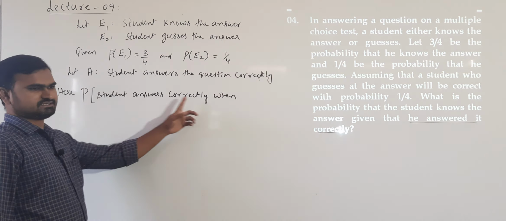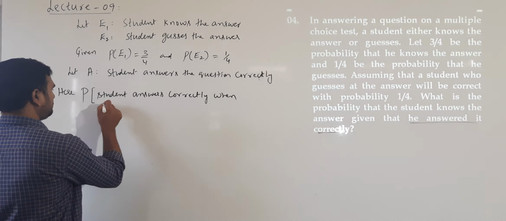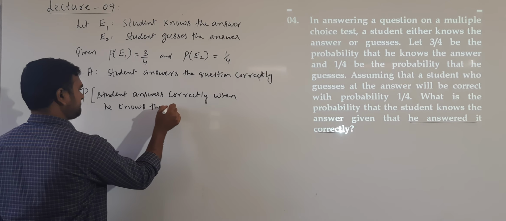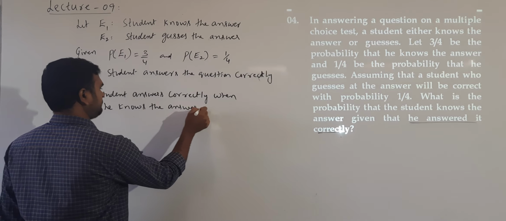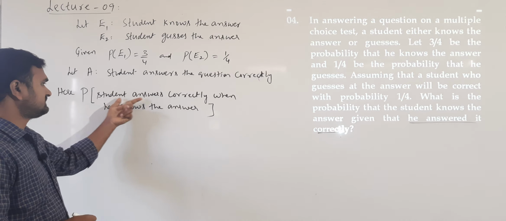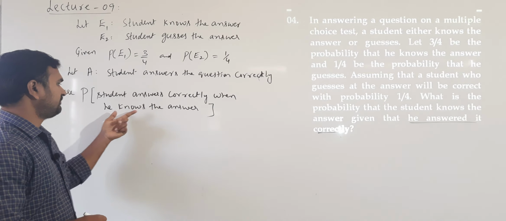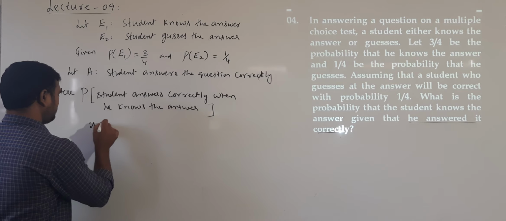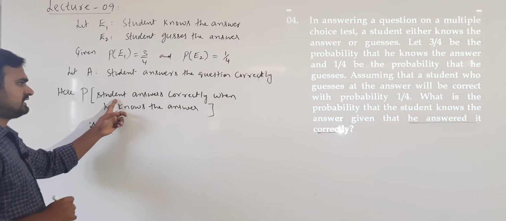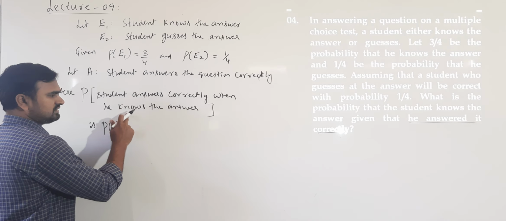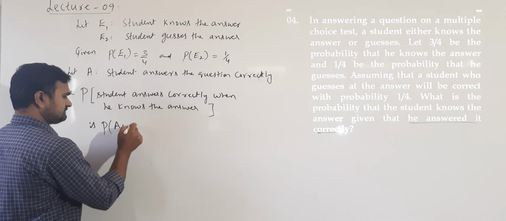Okay, the student answers correctly when he knows the answer. So how can I write this notation? Probability that the student answers it correctly when he knows the answer. It is P of answering correctly, that is event A, given that he knows the answer. So it is the first case.